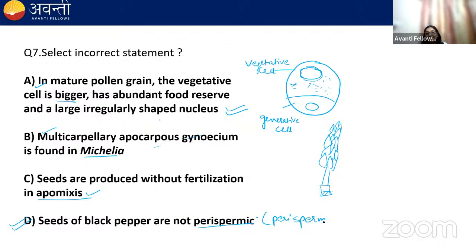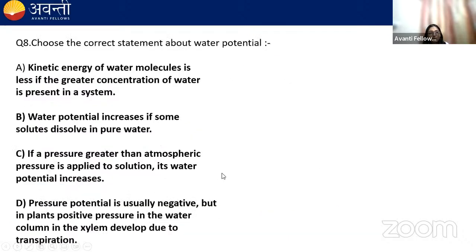Perisperm means the persistent nucellus. When the nucellus is not degenerated and it remains persistent in the seed, that seed is known as a perispermic seed. And you can see this in black pepper or the beet plants. They show the perispermic seed because the nucellus is persistent. I hope this is clear. Let's move to the next one.